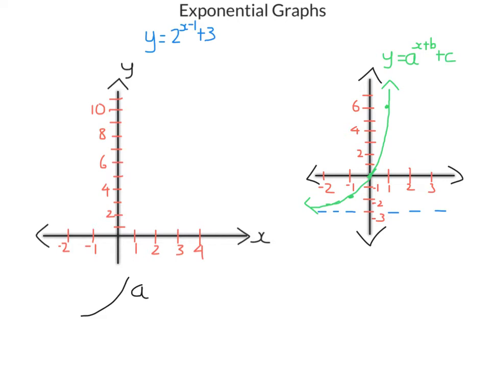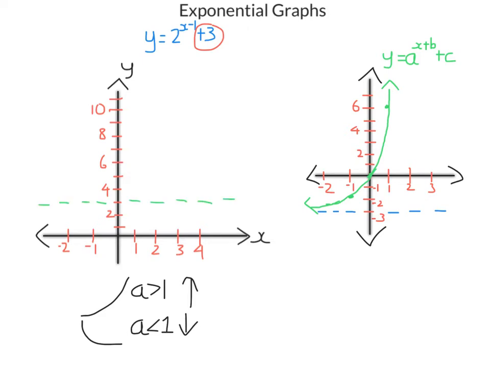That's if a is greater than 1. So the number here greater than 1. That's an increasing function. Or they sort of go the other way. If a is less than 1, then it's a decreasing function. So because here our a value is 2, that means that this will be an increasing function and look like this. So this constant by itself, that actually tells you the asymptote. So this would have an asymptote at y equals 3.